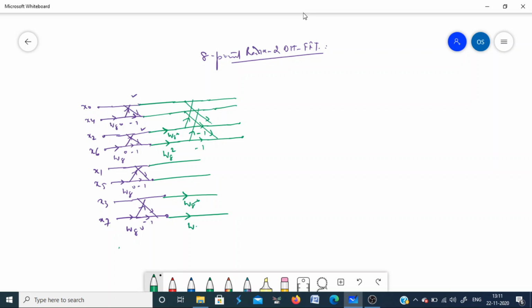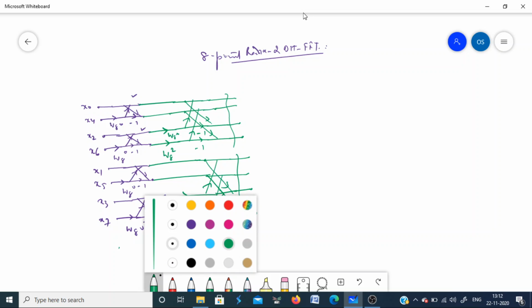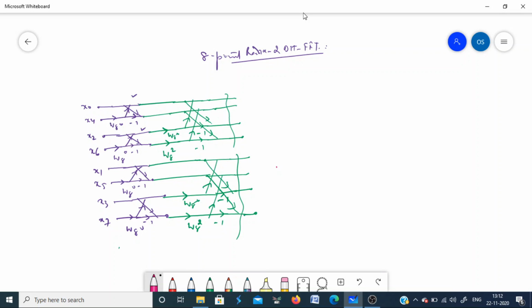And similarly here you will get w to the power 0, w to the power 2, add with this, then multiply this with -1, add here, you'll get the next 4-point DFT. Okay, so this is now one 4-point DFT, this is another 4-point DFT. Now you have to finally combine them to get an 8-point DFT. Okay, so to get this 8-point DFT, now you have to combine these 4-point DFTs.